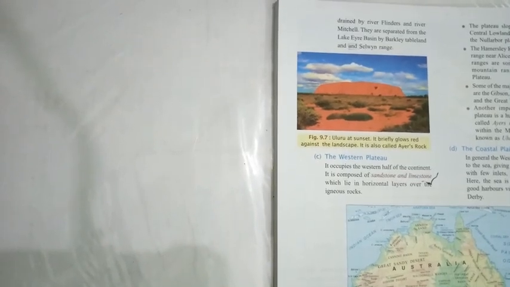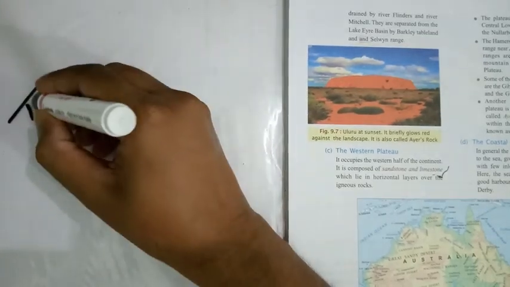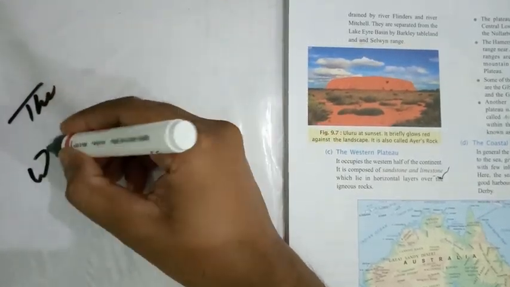So we are reading about the physical features of Australia. In that we have read about different physical features. Now today we will read the Western Plateau. So let's start, the Western Plateau.